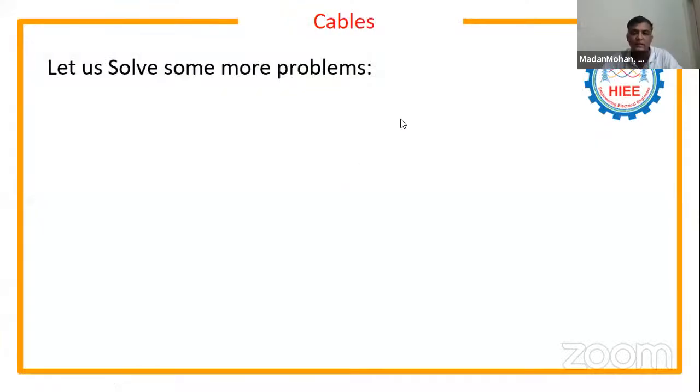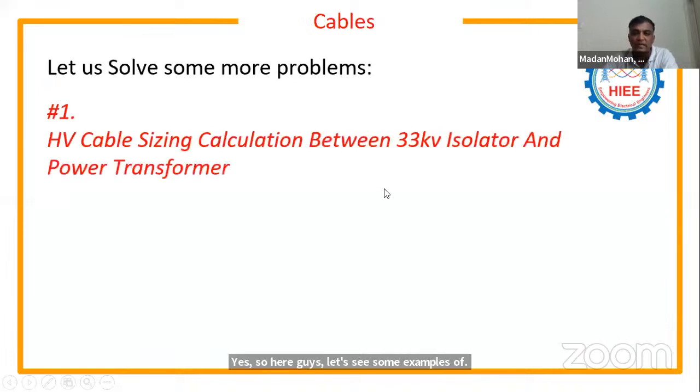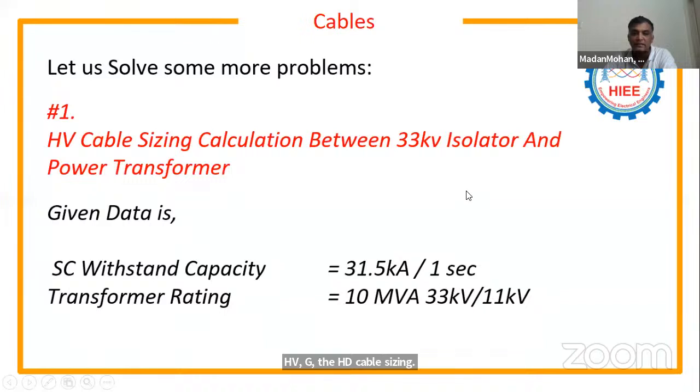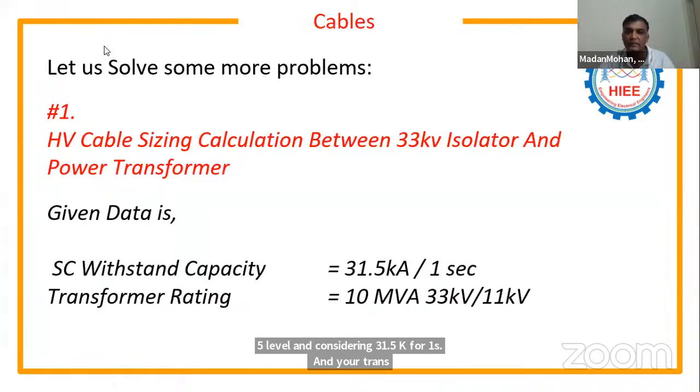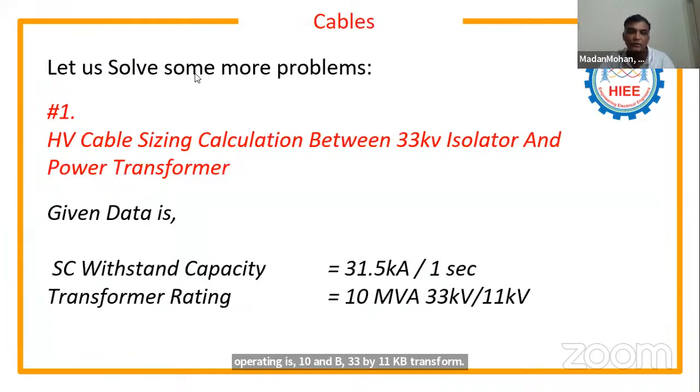So here, guys, let's see some examples. We'll first see an HT cable sizing calculation between a 33 kV isolator and a power transformer. In this case, I'm taking the short circuit withstand capacity, or you can say the fault level. I'm considering 31.5 kA for 1 second, and your transformer rating is 10 MVA, 33 by 11 kV. We have to understand the scenario of how to do the cable sizing calculation.